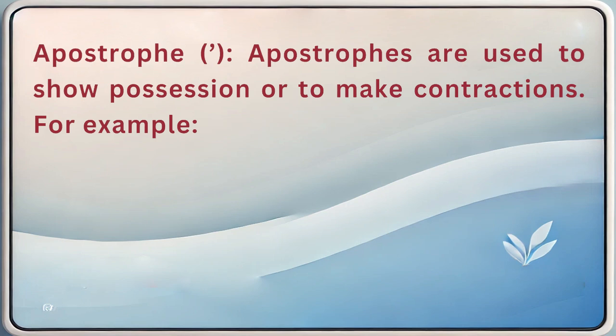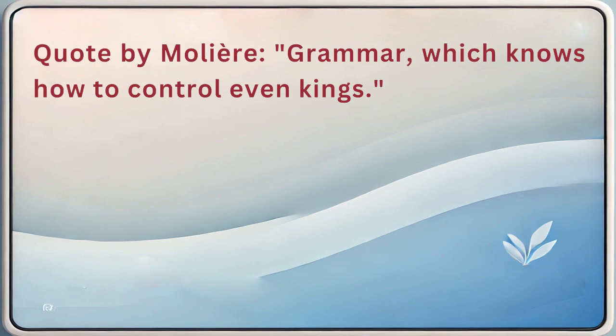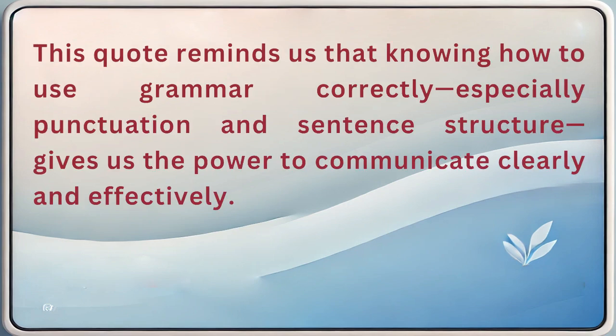Apostrophe. Apostrophes are used to show possession or to make contractions. For example, "It's raining outside." Contraction for "it is." "The dog's toy is missing." Shows possession. Quote by Molière: "Grammar, which knows how to control even kings." This quote reminds us that knowing how to use grammar correctly, especially punctuation and sentence structure, gives us the power to communicate clearly and effectively.